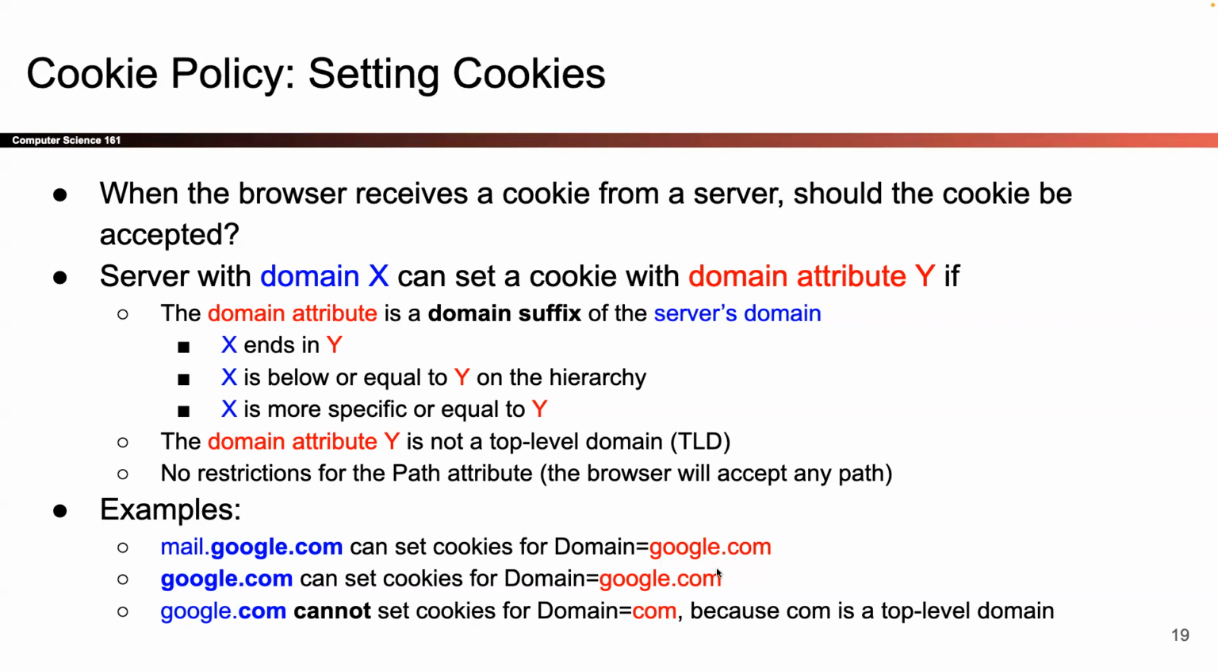So in other words, if I receive a cookie and the value has domain google.com, I will only accept it if the person setting the cookie is google.com or someone below or more specific than google.com. Okay.